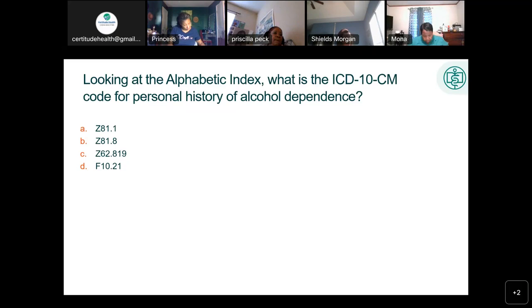So let me know when y'all see it. Page 206, first column. And for those who just joined, we are coding the example that you see on your screen. Personal history of alcohol dependence.